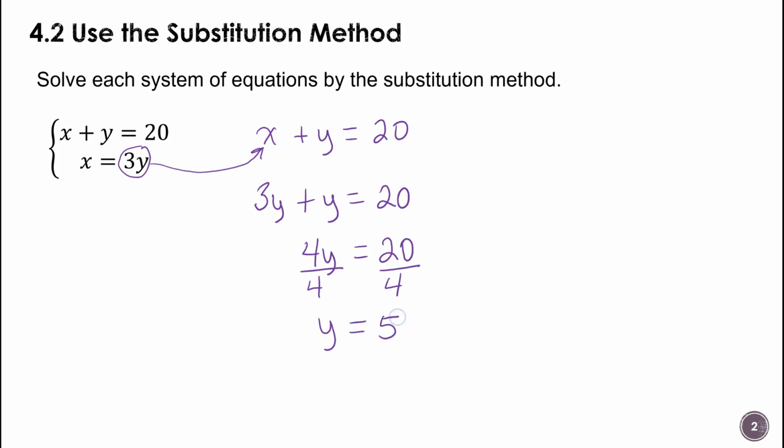5. Okay, now you're not finished because we need to write an ordered pair solution. So now we know this part of the ordered pair, and we're going to go over to the side. X is equal to 3 times y, so we put the 5 in for y, and we can see that x is equal to 15. And that's our solution. So if you graph this on a graph, that wouldn't be the nicest solution to have to graph out at 15, 5.